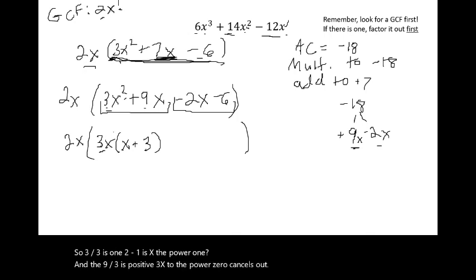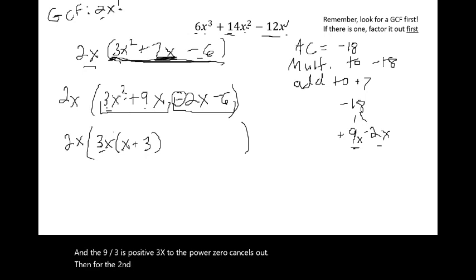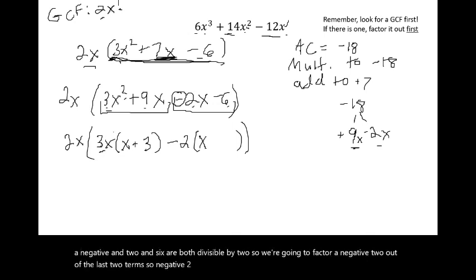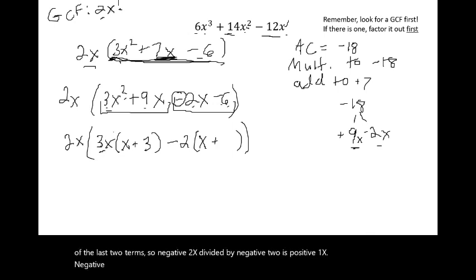Then for the second group, because the third term is negative, you do need to at least factor out a negative. And 2 and 6 are both divisible by 2. So we're going to factor a negative 2 out of the last two terms. So negative 2x divided by negative 2 is positive 1x. Negative 6 divided by negative 2 is positive 3.